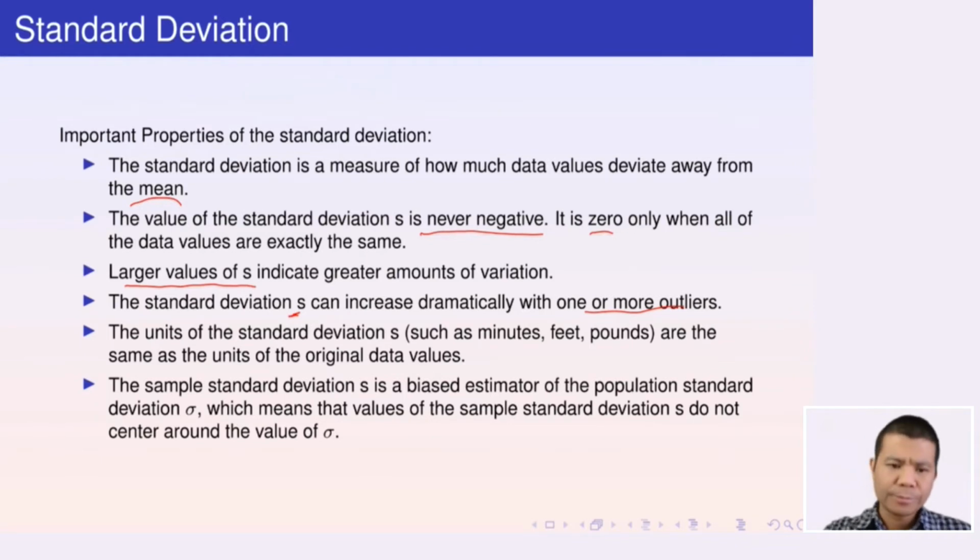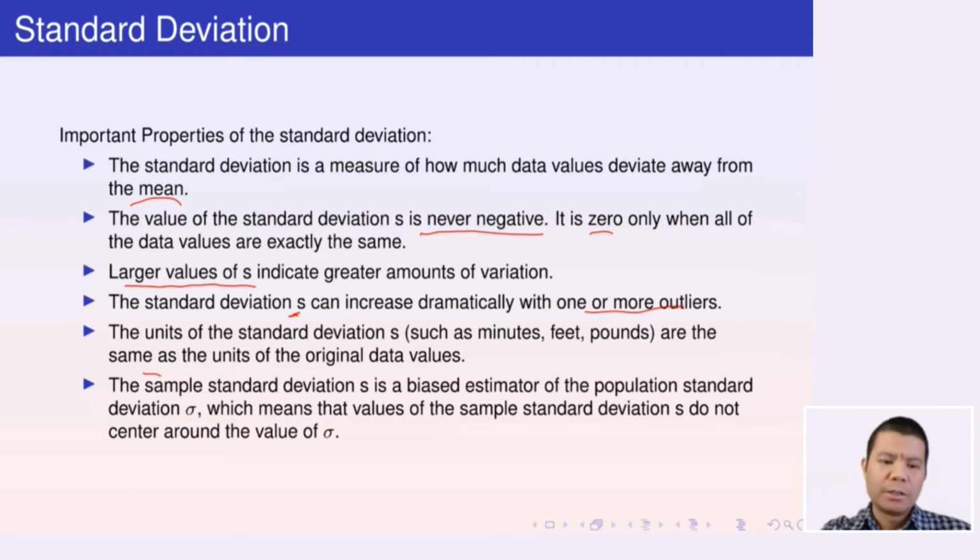The units of the standard deviation are the same as the units of the original data set. Like we showed in the previous examples, if the original data set is in pounds, then the standard deviation is also in pounds. If the original data values are in minutes, then the standard deviation is also in minutes. They share the same unit as the original data values.